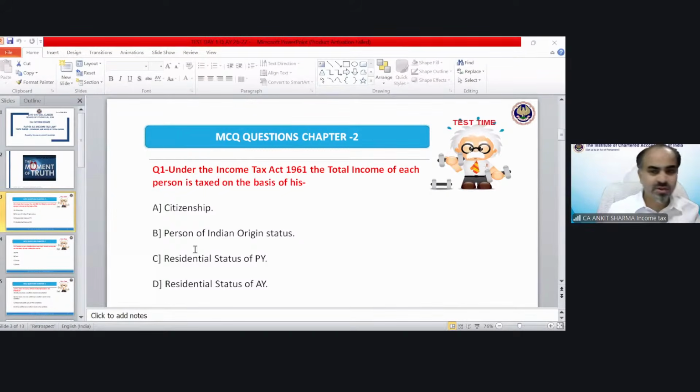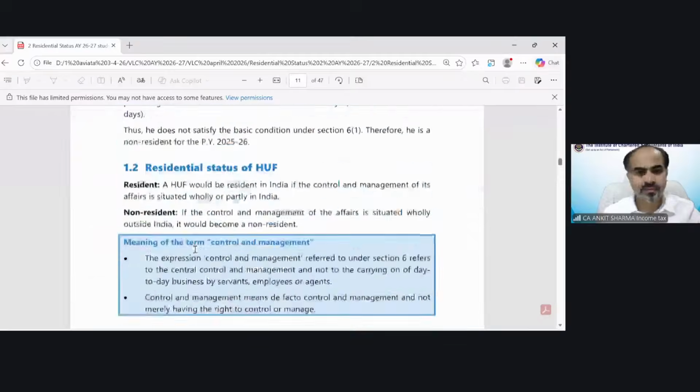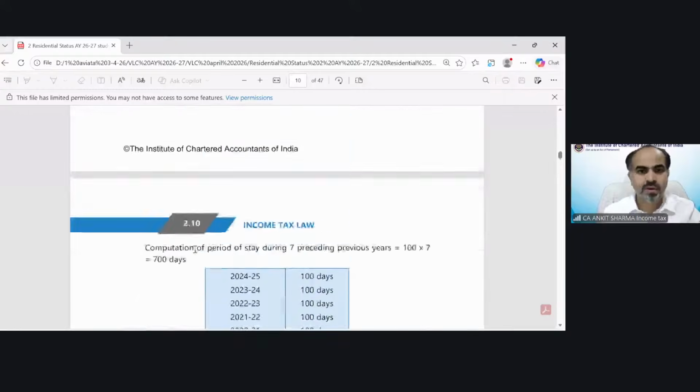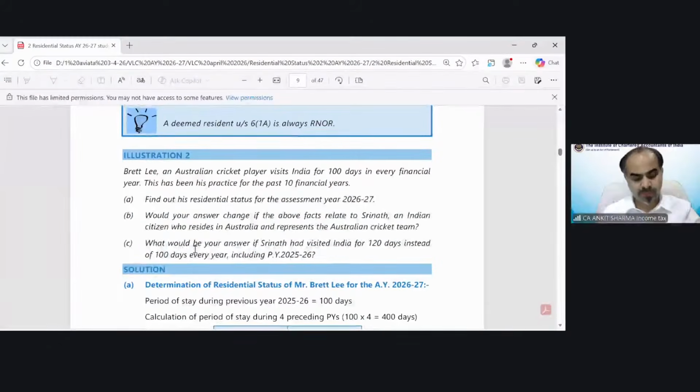That is on page number 2.9. You can see illustration number 2, point number B. The question was saying that Bratley, an Australian cricket player, visits India for 100 days in every financial year. This has been his practice for the past 10 financial years. We discussed this kind of question in the last class also, in which somebody who was not an Indian citizen was visiting India 100 days every year. So the first point, I hope it is clear.